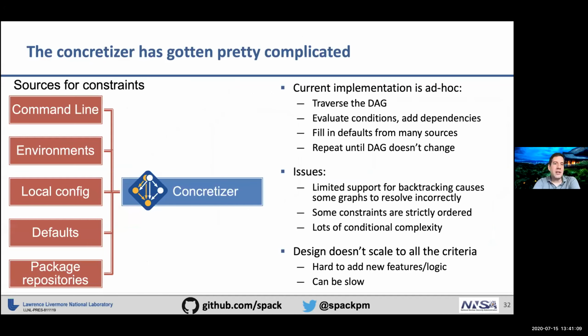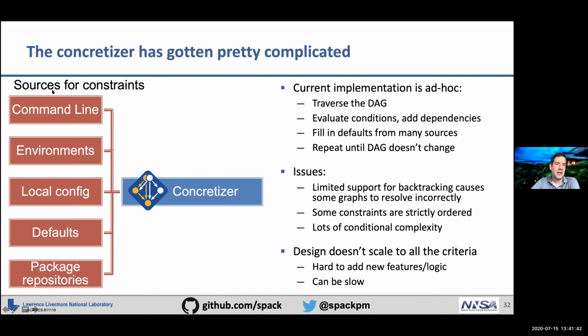All right. So for the last part of the talk, I want to talk about the concretizer, which is at the core of Spack. Like I said, this is the thing that takes the abstract spec that you specify on the command line or in one of these YAML files, and turns it into the concrete spec that we actually build in Spack. And in Spack, this is pretty complicated. We have a lot of different places where we can pull build information from. We get it not just from the command line, not just from environments, but from local configuration, from Spack defaults, and from the package repositories themselves.